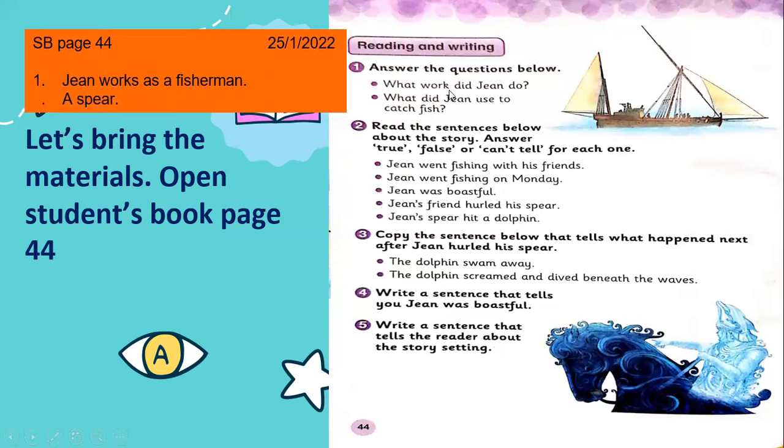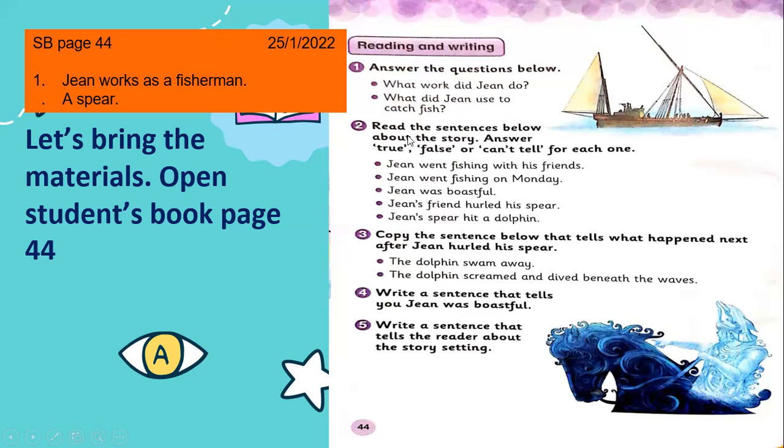I have it here. We are going to write this in our notebook. Remember to write the student book page 44, so we know that you are answering the student book page 44. Then you write the date, which is 25th of January 2022. Number 1, what work did Jean do? If you say that Jean works as a fisherman, you are correct. And what did Jean use to catch fish? Of course, a spear. If you say this, you're also correct. Good job, guys.